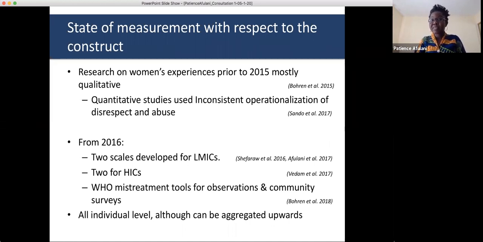These include the RMC perception scale by Sheferaw, which was validated in Ethiopia, and the person-centered maternity care scale developed by my colleagues and I, which has been validated in Kenya, in India, and in Ghana. There are also two scales on autonomy and respect by Vedam et al., validated in Canada, and more recently the WHO survey and observation tools for mistreatment. These are all measurements at the individual level, although the data can be aggregated to higher levels.